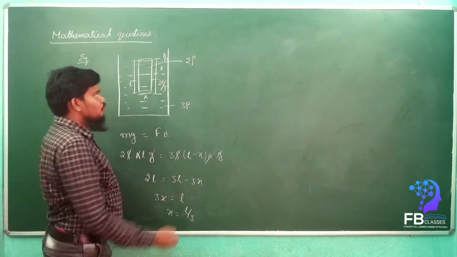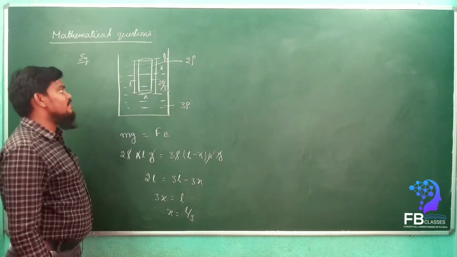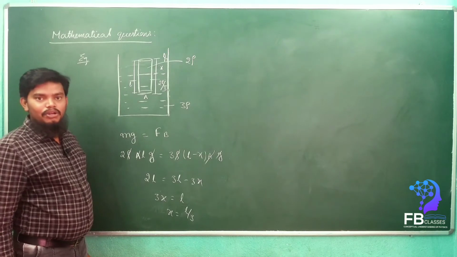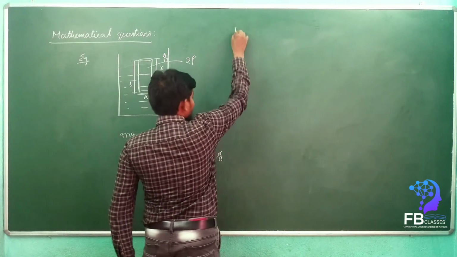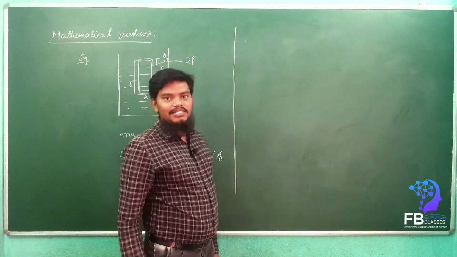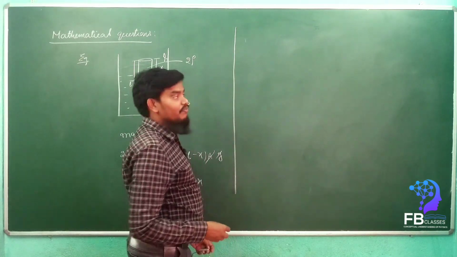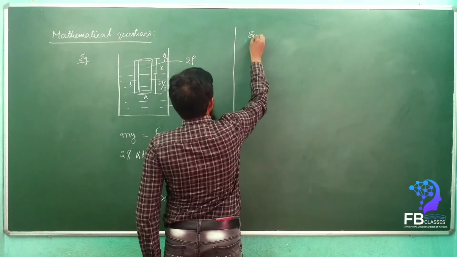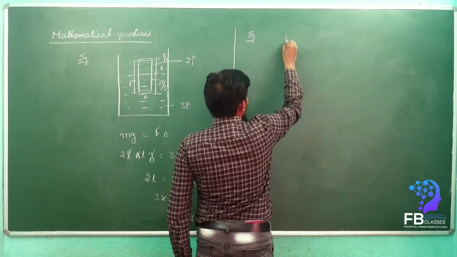Are you getting my point? So total L by 3 plus 2L by 3 is equal to L. Got it? So for example, in the same method, if two liquids are given, then what will happen? Let it be considered as an example. The same concept applies here also.